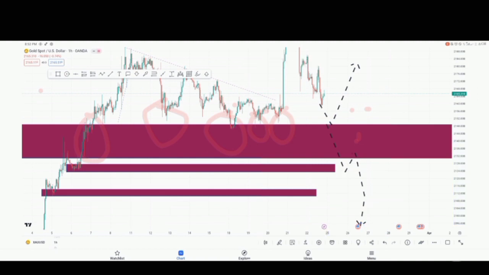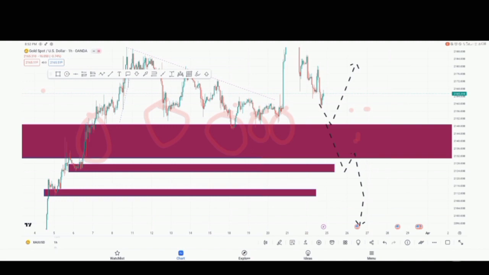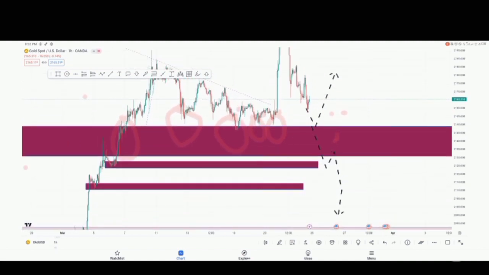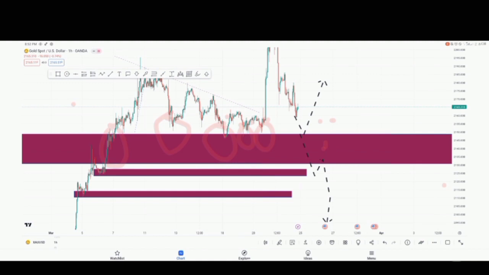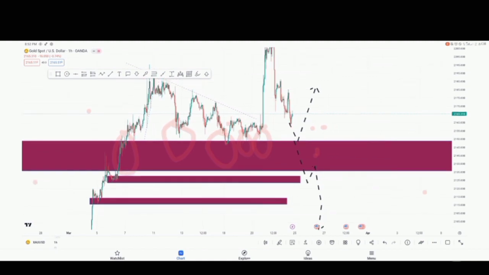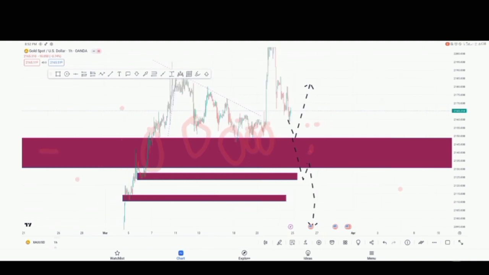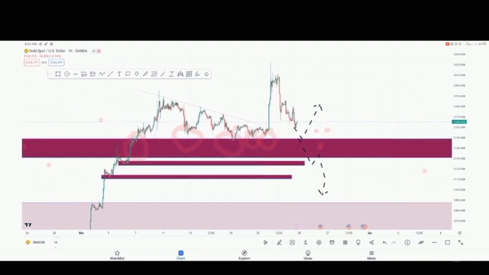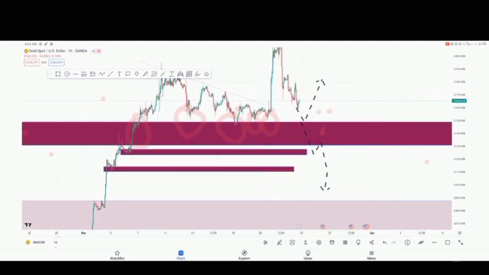So guys, generally what we're expecting for XAUUSD is a break of the current support and then movement to the downside. Or on the flip side, we're expecting it to rebound on the current support and then continue to the upside. So that's that for XAUUSD. Let's now move to GBPUSD.